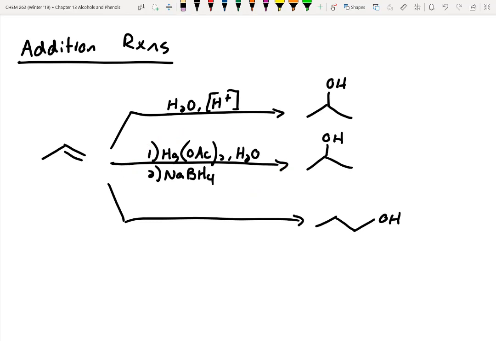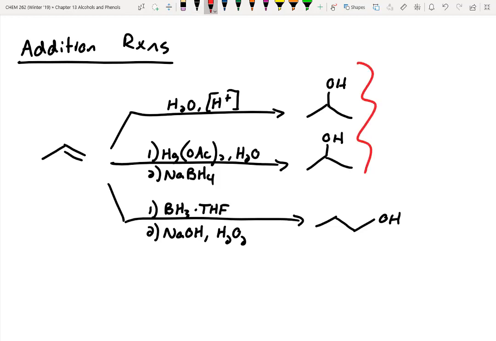All right. And then the bottom one, how do we get the anti-Markovnikov alcohol? It's a two-stepper. Yeah, hydroboration oxidation. So we need a borane complex that can be borane with THF or any sort of ether. Sometimes you see Et2O, that's just another ether, diethyl ether. And then step 2, you need sodium hydroxide and then hydrogen peroxide. So all of these are review. The top two were Markovnikov. This bottom one down here was our anti-Markovnikov.